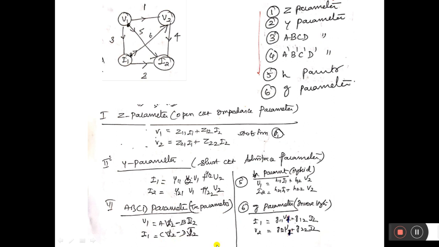Okay, that's all from the equation. And next one, the H parameter. The H parameter is the fifth one, that is top to bottom: V1, I2 in the left hand side, and its opposite, I1, V2, in the right hand side. Then you fill in H11, H12, H21, H22. That's all. Then the G parameter is the sixth one.